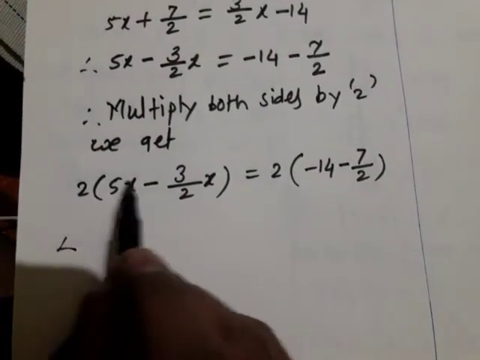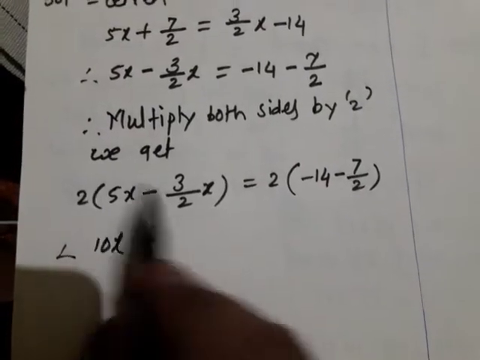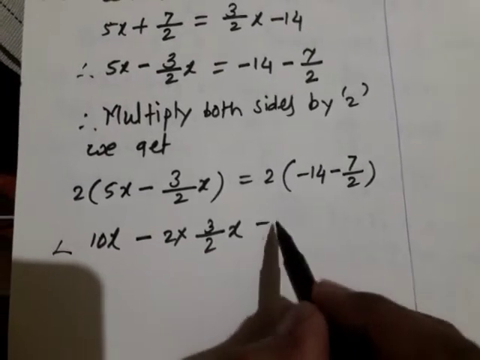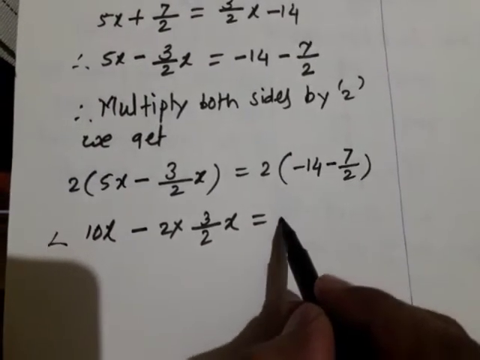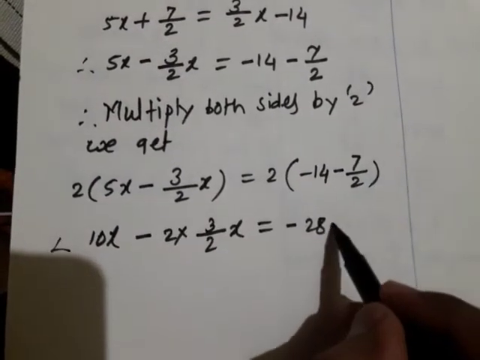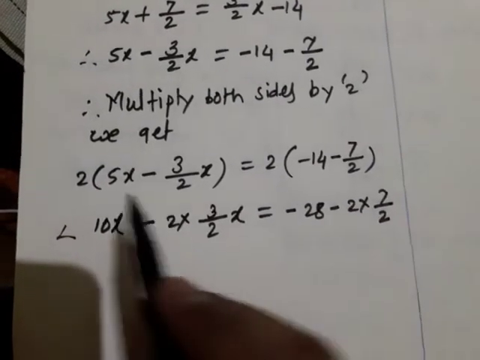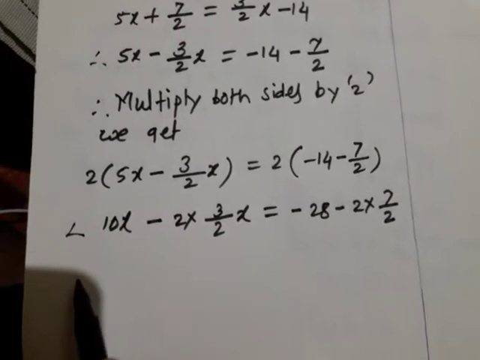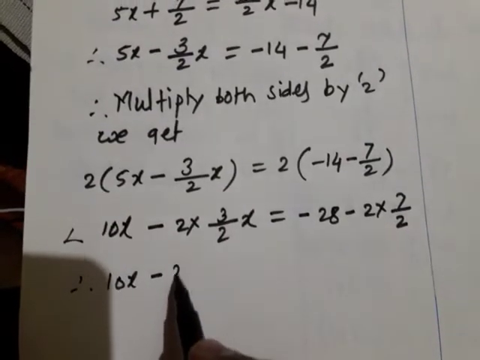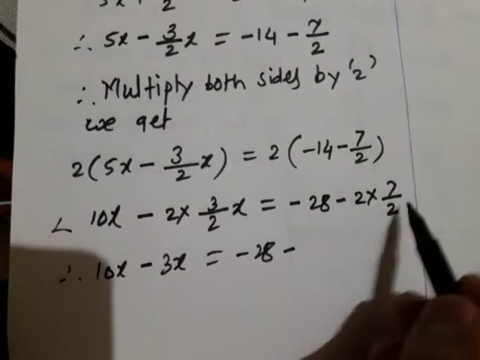2 into 5x, 10x, plus into minus, minus 2 into 3 divided by 2 into x is equal to plus into minus, minus 2 into 14, 28, plus into minus, minus 2 into 7 divided by 2. Got the idea? Simply I multiplied both sides by 2. Now what will happen? Look here, 10x minus 2 will get cancelled. What will remain? 3x is equal to minus 28, minus 2 also here will get cancelled.